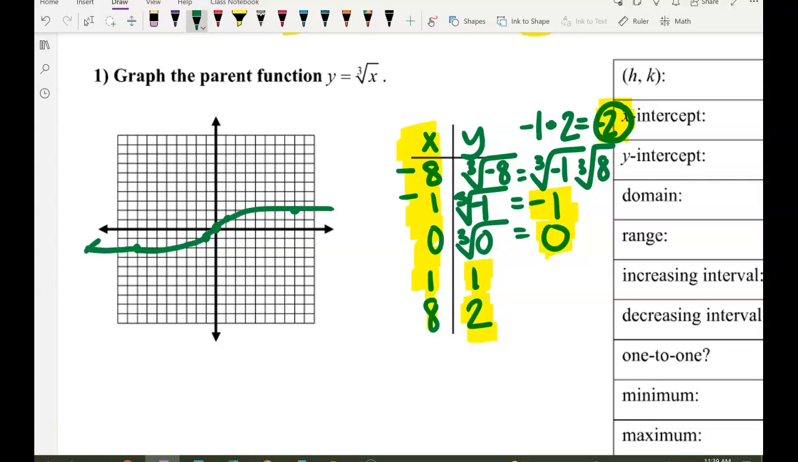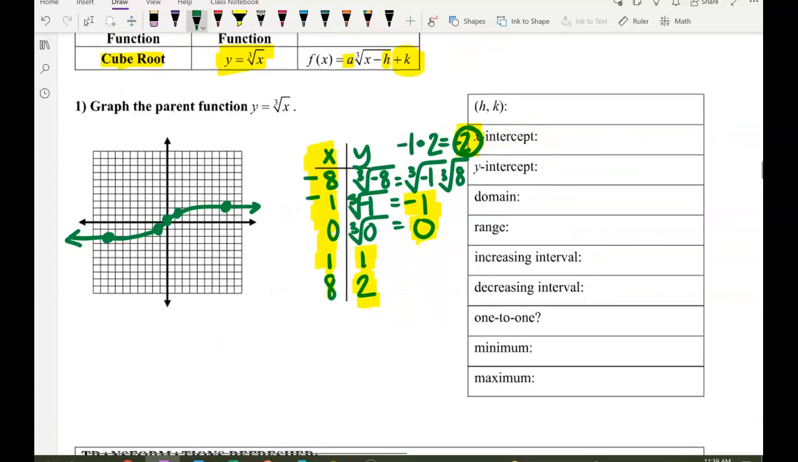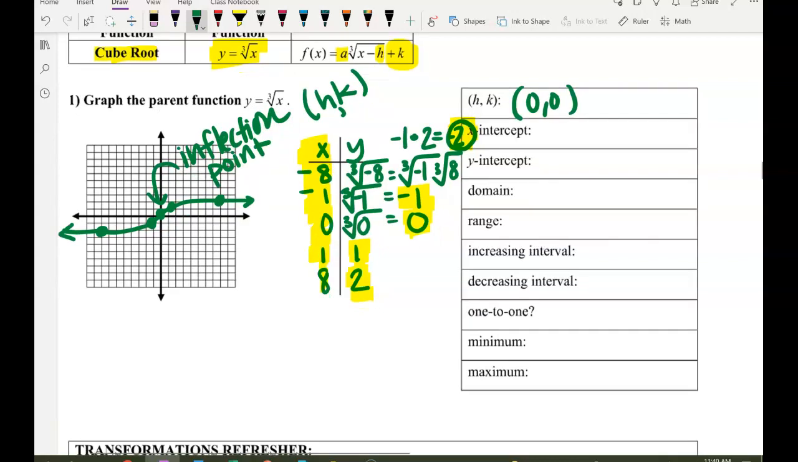Okay, now if we can't see the dot, make it super fat so your teacher can see it, just like that. The H and K, it is not a vertex, guys. This is an inflection point, because it's not a max or a min. Again, it's the H comma K value. So our inflection point is 0, 0, because we do not have any translation left or right or up or down. The x-intercept is at 0, 0.